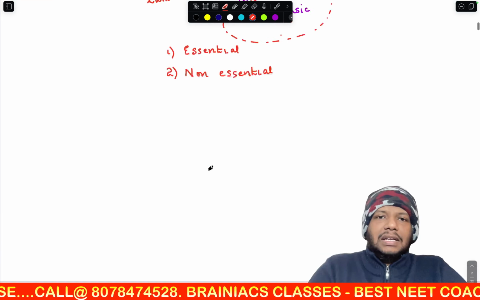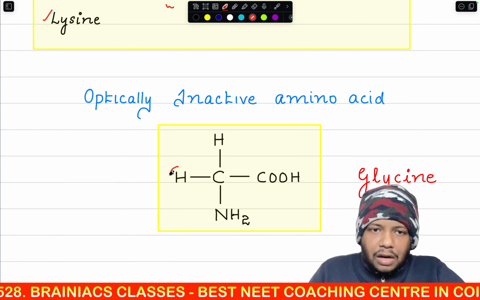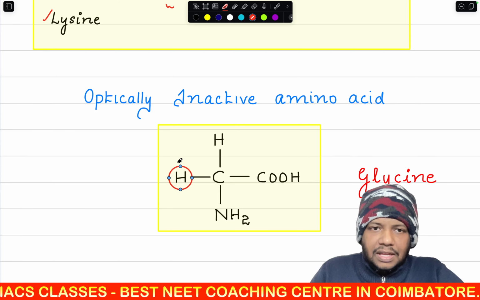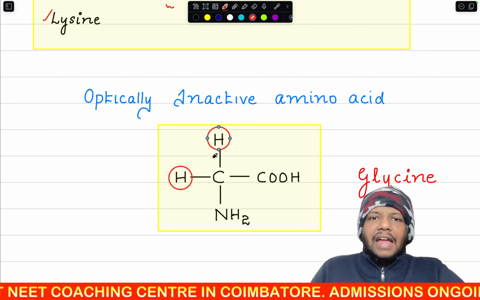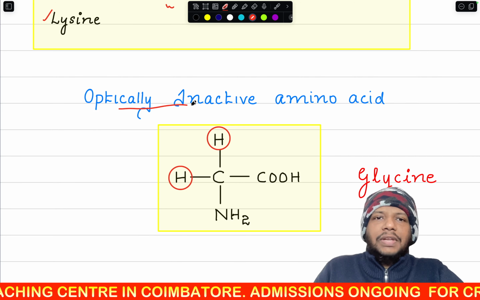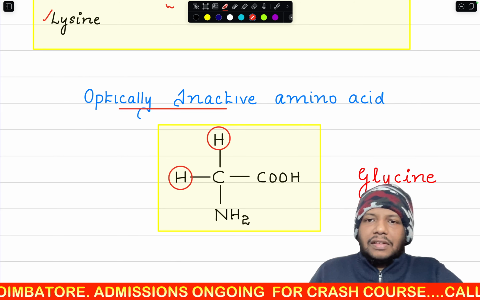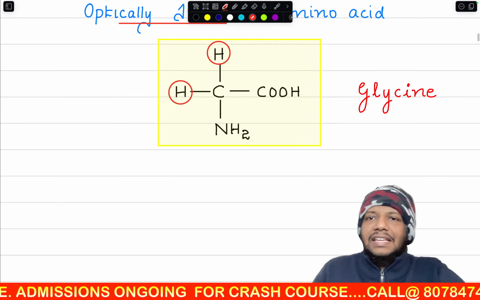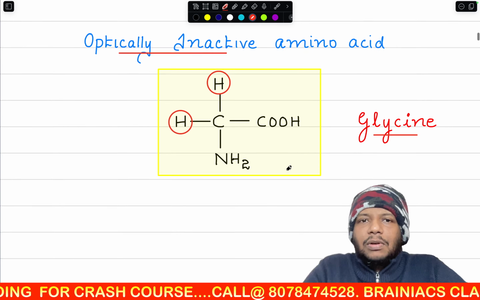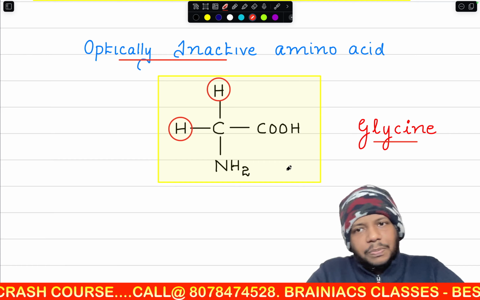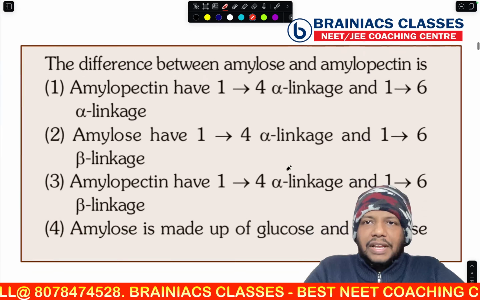But if you take the amino acid glycine, here instead of the R group you can see a hydrogen is present, and because of that there are 2 similar groups on the carbon atom, and because of that I can say it is optically inactive. So if they are asking for an optically inactive amino acid, the answer would be glycine, which is the simplest amino acid, because for R there is only hydrogen present. I hope you understood. Now let's go to the next question.